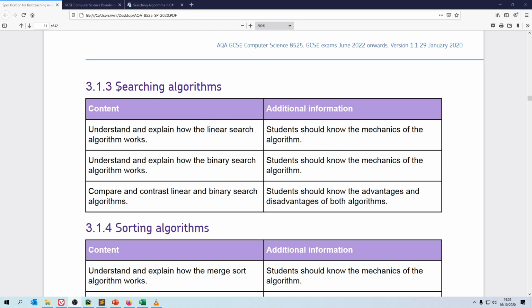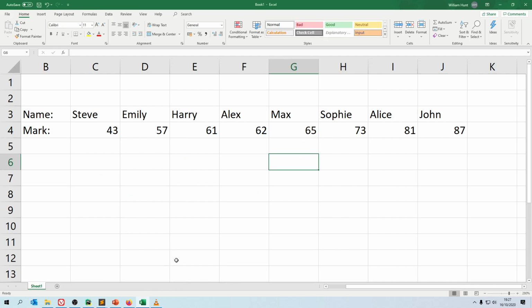So, searching algorithms. All we need to do is understand linear search, binary search, and then the difference between the two. And we do need to know the mechanics of the algorithm. That is, how does the algorithm run? The fact that we should know this probably means that we may be asked by the examiner to write a flowchart to represent linear search or to write binary search in pseudocode or something like that. So you should know how these work. They're both fairly straightforward though.